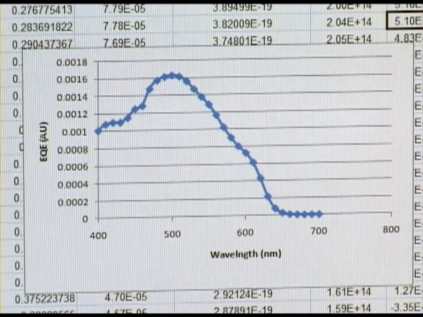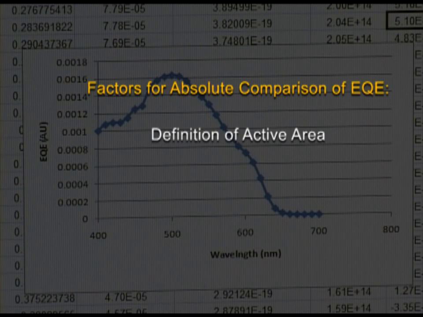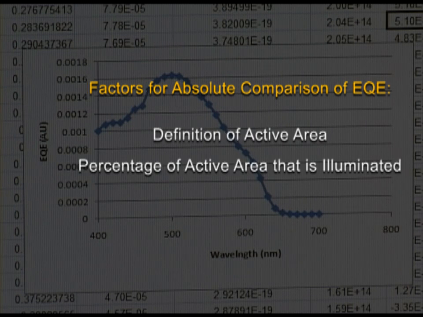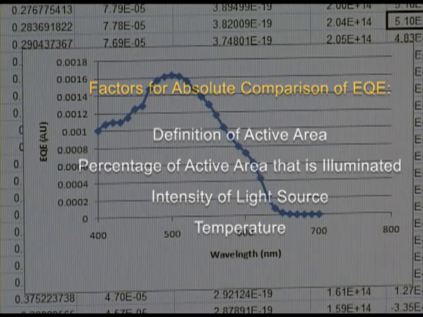The actual external quantum efficiency requires that we pay special attention to things such as how we've defined the active area, how much of the active area is illuminated compared to its total area, as well as the intensity of the light that we use, the temperature it's tested under, all these different parameters. We have to consider these when comparing any two absolute values in units that are meaningful.